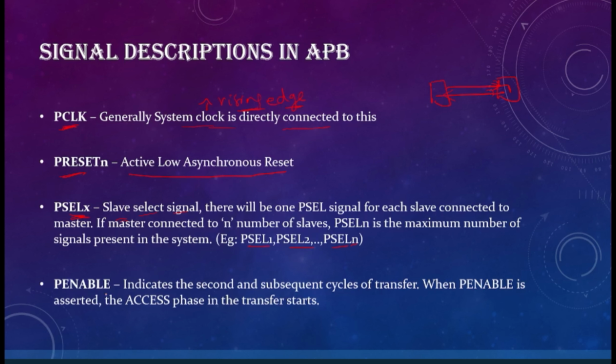Now coming to PENABLE, it indicates the second and subsequent cycles of a transfer. As I told you, only when PENABLE is 1 does the access for the transfer take place.